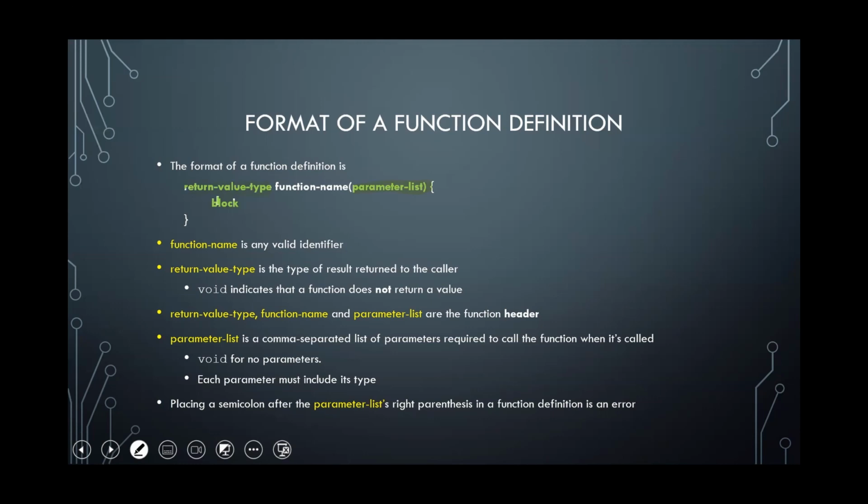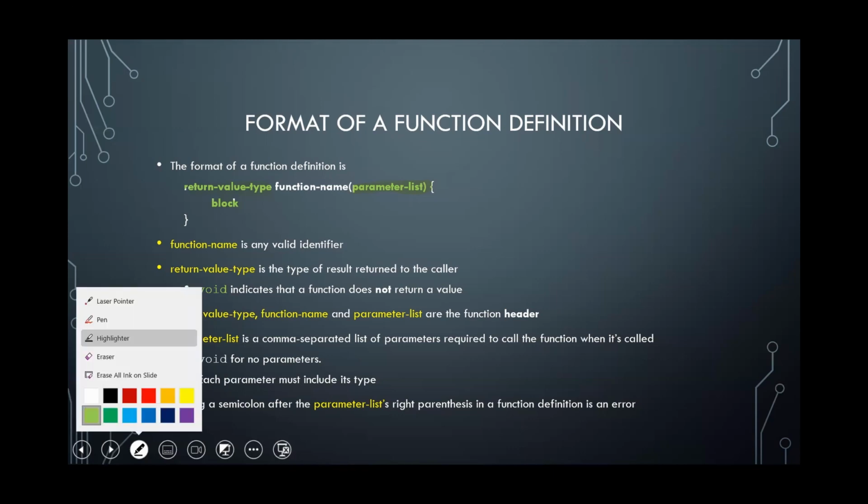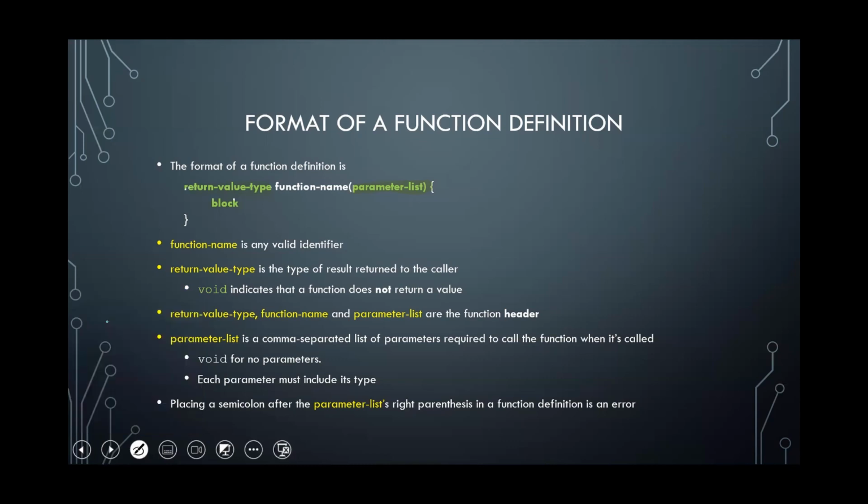The return type value is a type of the result of the call. We use void to say that we're not going to return. And that's what we use with the main, right? We say void main. That's why our mains have not been returning anything. The return value type, function name, and parameter list are what we call the header. Okay, so it's like the first line of what is over there. So this right here is what we call the header. I'm still in green. Cool.